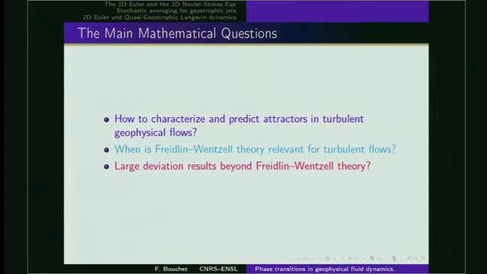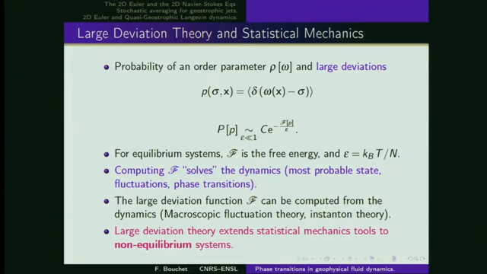So from a mathematical point of view, we will use large deviation, for instance, for the dynamical case of the Freidlin-Wentzell theory. And basically the main question is, will large deviation results be valid for this kind of problem? So I want to stress what large deviations are and why they can be important for this kind of problem.